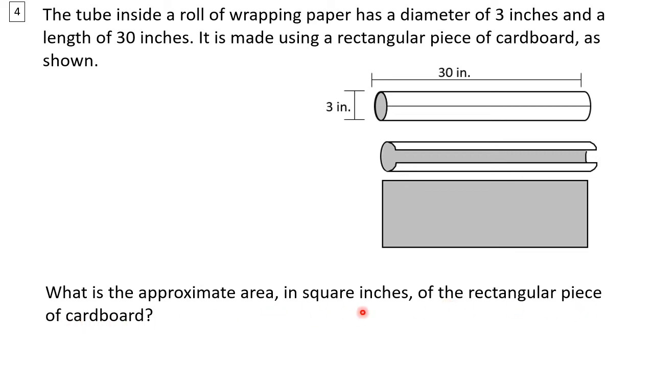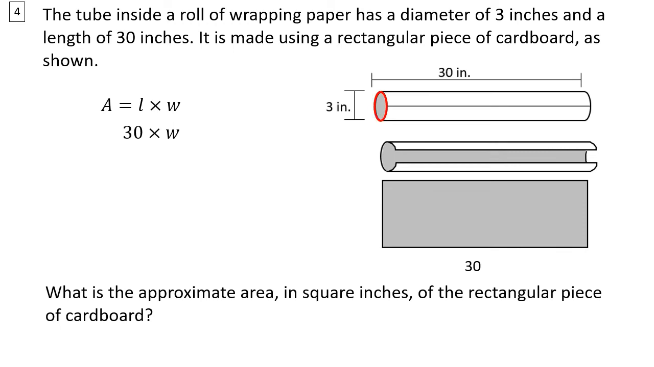So it doesn't quite tell us where to round that, but we can work with that. We're just looking at the area of this piece of cardboard. We need the area of a rectangle. All I need for that is length times width. The length is easy enough to spot. It's the same as the length of the roll of wrapping paper. It's going to be 30 inches. But the width, how are we going to get that width?